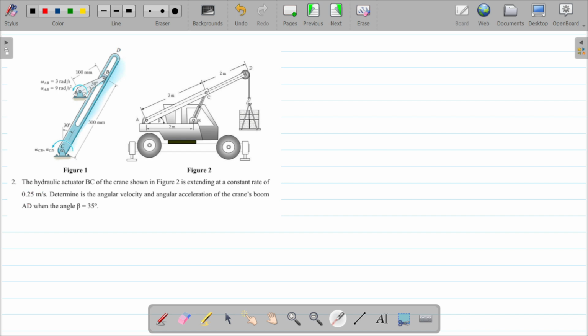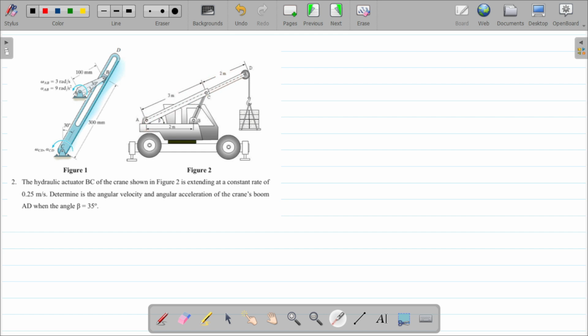That means the slider here, or the shaft here, is sliding or moving up at this velocity, and you're supposed to determine the angular velocity and angular acceleration of the crane's boom AD when the angle beta is 35 degrees. So I'm looking for the angular velocity and angular acceleration of this link here.